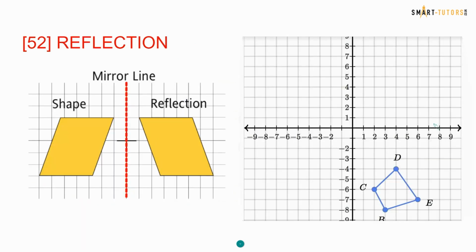Topic 52, reflection. This is one of the transformation methods. So the mirror line is a very important thing here. Whatever the shape, you need to measure from the mirror line, then draw the reflection on the other side of the mirror. You could use tracing paper, but I wouldn't. I just try to count the squares and do the image.